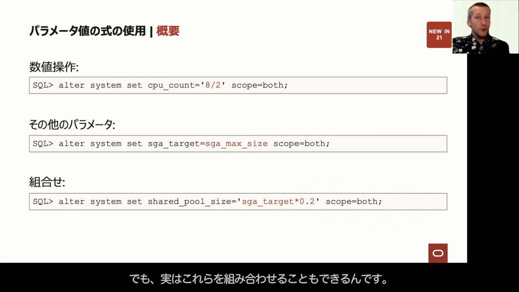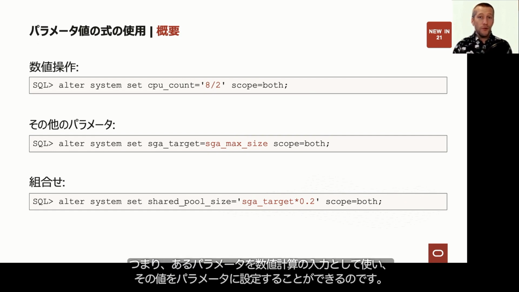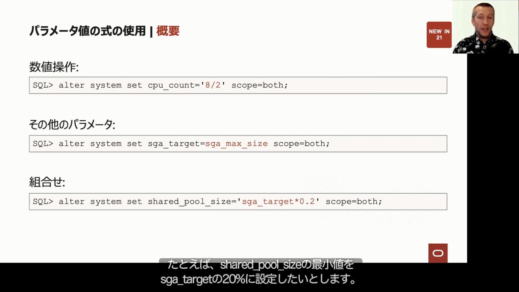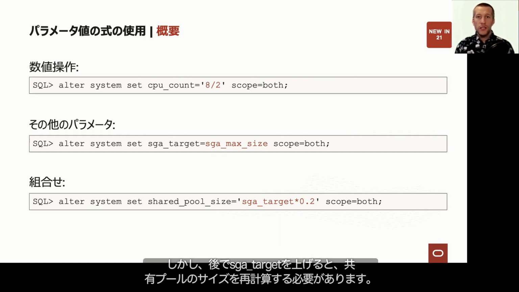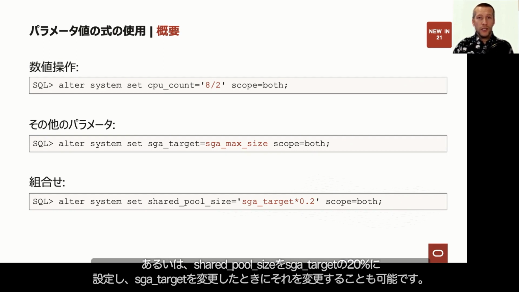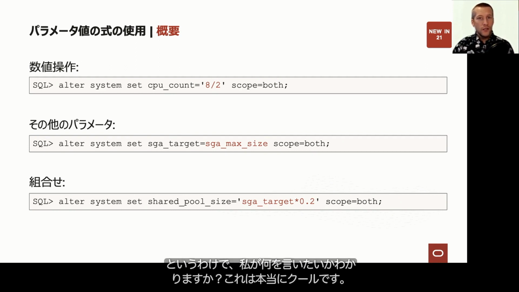But you can actually also combine them. So you can use one parameter as input to a numeric calculation and set a parameter to that value. So imagine that I want to set the minimum value of my shared pool size to 20% of my SGA_TARGET. I could do the calculation myself, but again, if I later on raise SGA_TARGET, I would need to recalculate the size of the shared pool. Or I could just set the shared pool size to 20% of my SGA_TARGET, and then it'll change when I change SGA_TARGET as well. So you see where I'm getting? This is really cool.